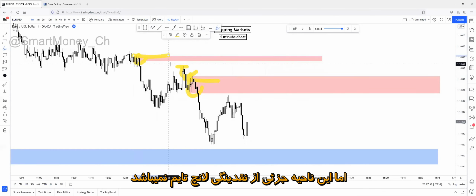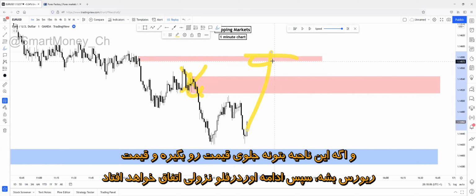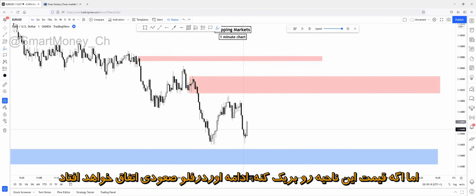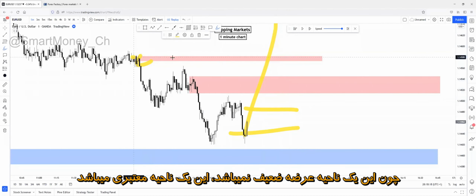This zone is not part of the lunchtime zone. So basically, these zones will be broken. The only zone that will be able to hold price will be this one. If this zone will be able to hold price and can give a reversal, then the continuation of the order flow to the downside, the bearish order flow, will happen. But if price breaks above this zone, the continuation of the bullish order flow will happen because this is not a weak zone. This is a valuable zone.